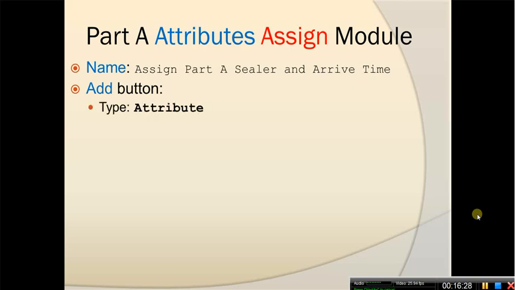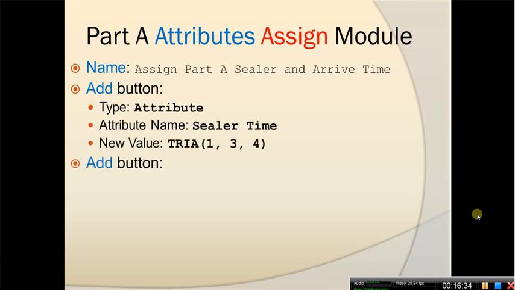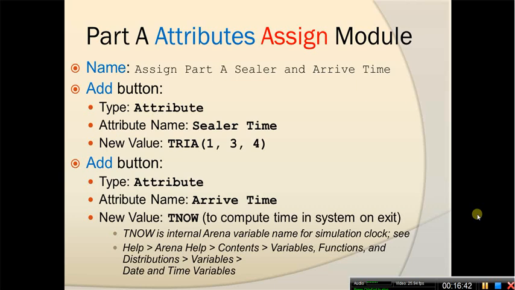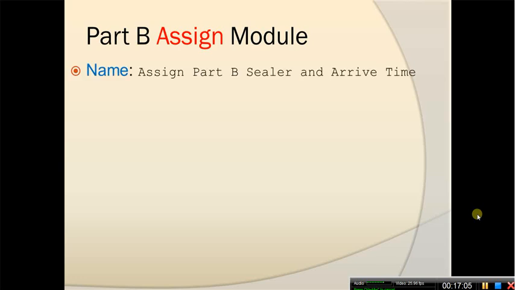In the add button we will type attribute, the attribute name, and a new value for the attribute. Again, we do the same thing, press the add button and create another attribute for the arrive time. For arrive time we're going to use a new value TNOW, which is an internal Arena variable. It's a name for the simulation clock. You can see the information in the Arena help: constants and variables, functions and distributions, variables, date and time variables. And then a very similar assign module we will also do for part B.